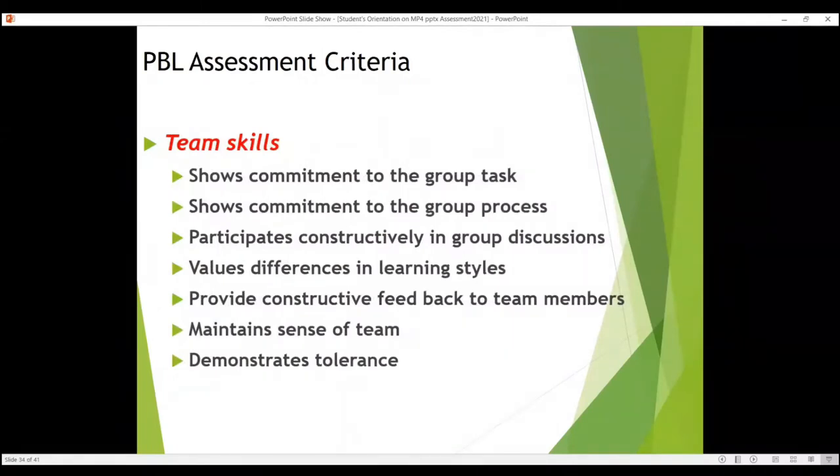Team skill, I already mentioned it. You must show commitment to the group task, because there may be different learning styles in your group by different members. So try to value their learning style. Everybody will not have the same learning style as the way you learn. So you should respect their differences. Demonstrate tolerance. And at the same time, you must give constructive criticism, not destructive criticism. Constructive criticism so that the team member may improve his or her ability.